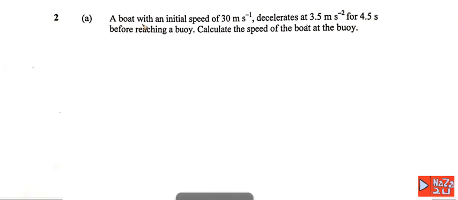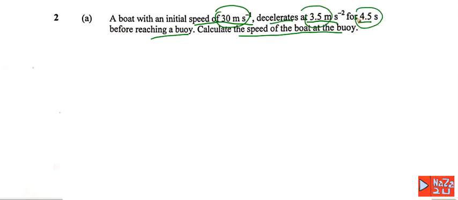A boat with the initial speed 30 meter per second decelerates 3.5 meter per second for 4.5 seconds before reaching the buoy. Calculate the speed of the boat at the buoy. The information given by the question is the initial velocity and the acceleration, but this is a deceleration, and we have the time t of 4.5 seconds.